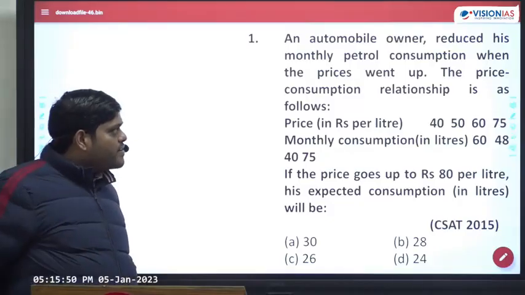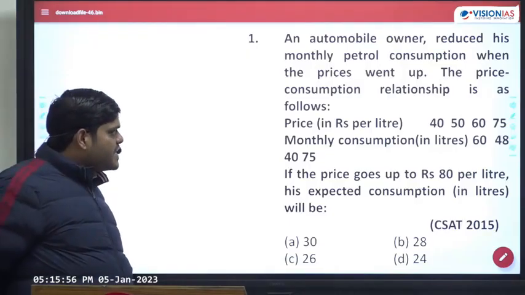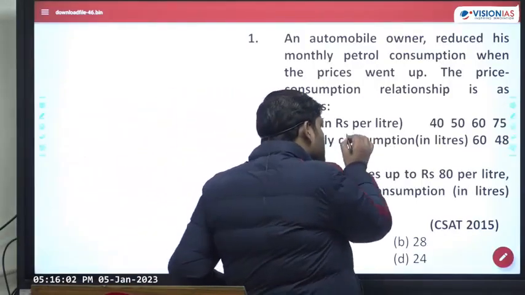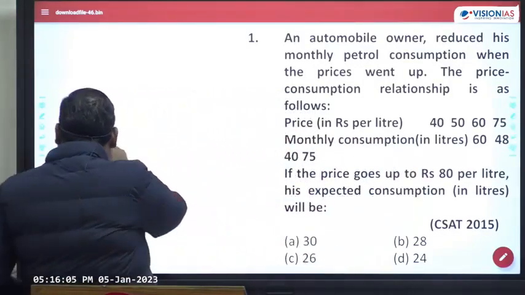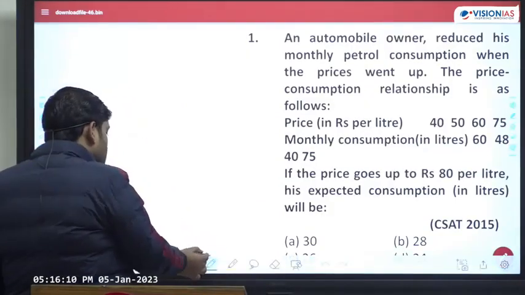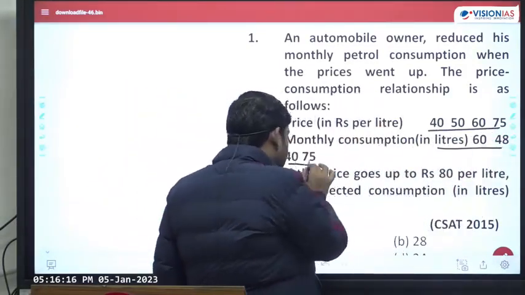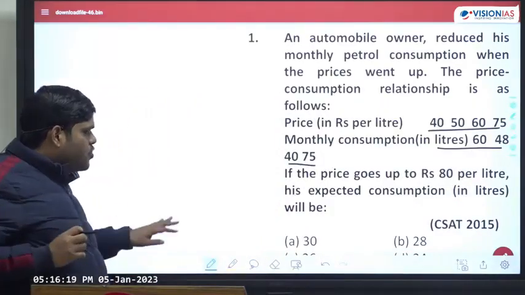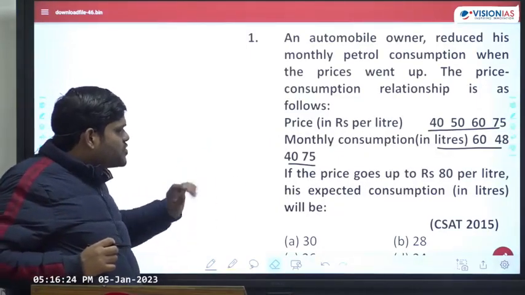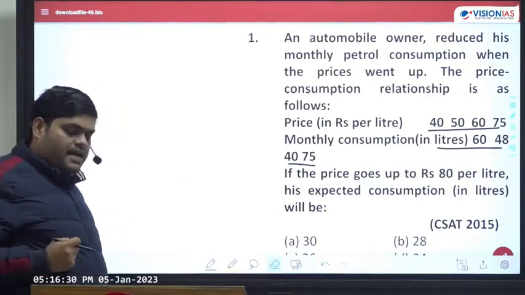An automobile owner reduced his monthly petrol consumption when the price went up. The price-consumption relationship is as follows. This is given, the price in rupees per liter, and this is the consumption given. The question is, if the price goes up to rupees 80 per liter, then his expected consumption will be?